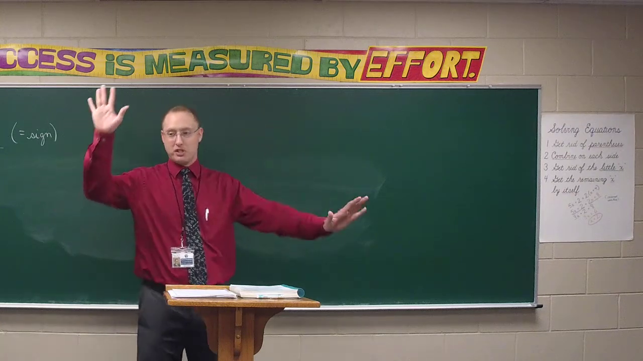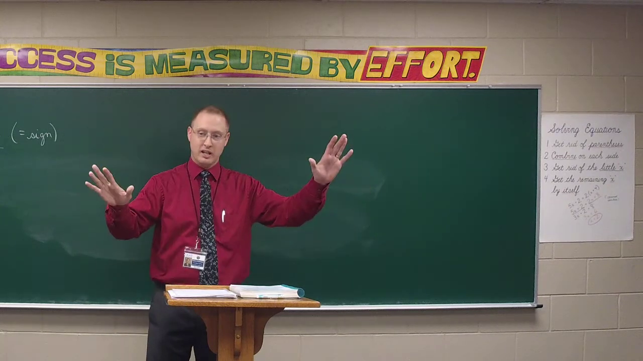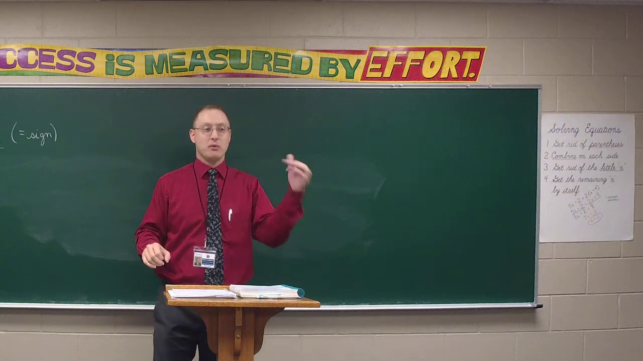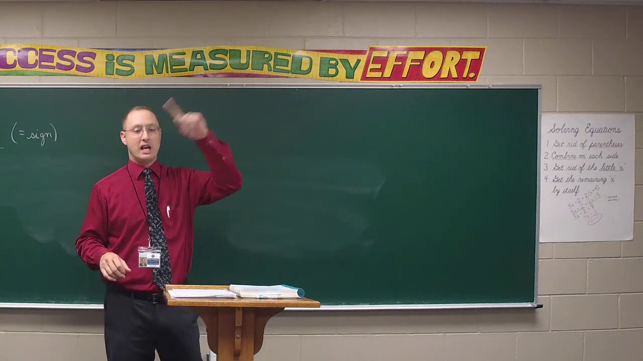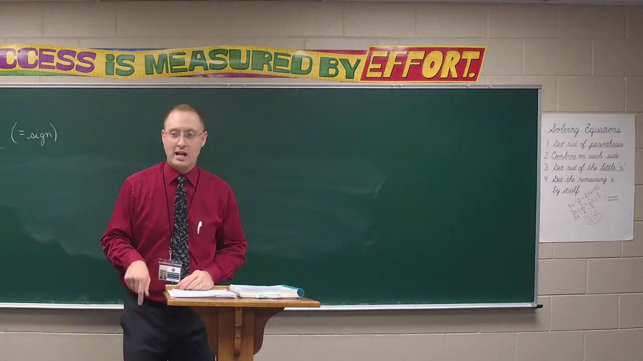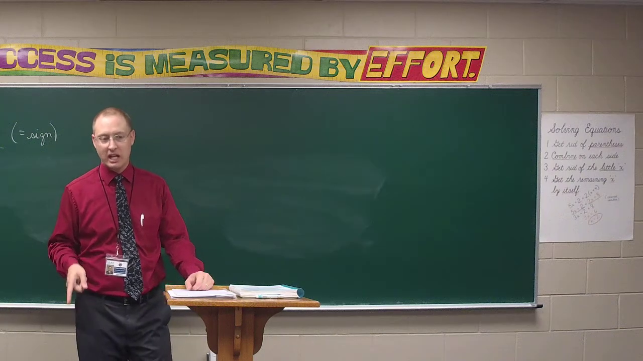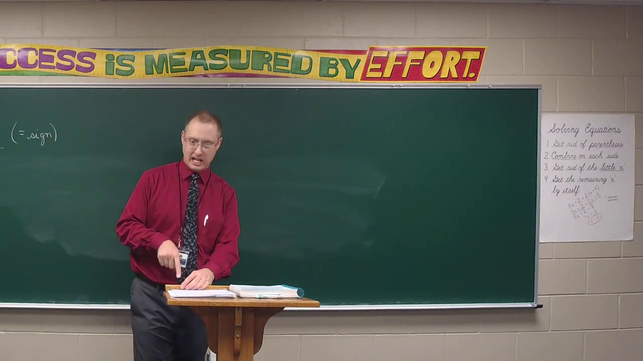Well, if there's an x on both sides, whichever one is the little one is the loser. And so we just get rid of it by moving it to the other side. But write this down: when it changes sides, it changes signs.